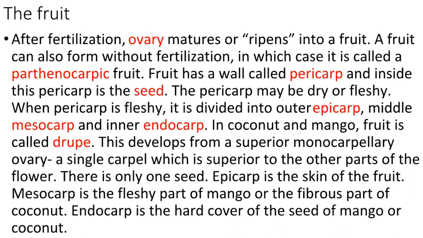In coconut and mango, fruit is called drupe. This develops from a superior monocarpellary ovary, a single carpel which is superior to the other parts of the flower. There is only one seed. Epicarp is the skin of the fruit. Mesocarp is the fleshy part of mango or the fibrous part of coconut. Endocarp is the hard cover of the seed of mango or coconut.